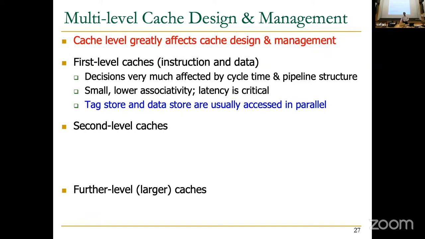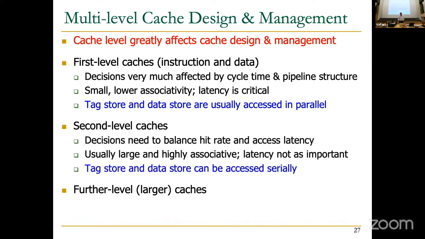Now let's take a look at the second level. Second level, you're not as bound by the pipeline constraints, so your access latency is less important. It's still important, of course, but you need to balance the hit rate and access latency. So usually these are large and highly associative. Latency, again, is not as important. So one design decision in the tag store and data store is to access them serially.